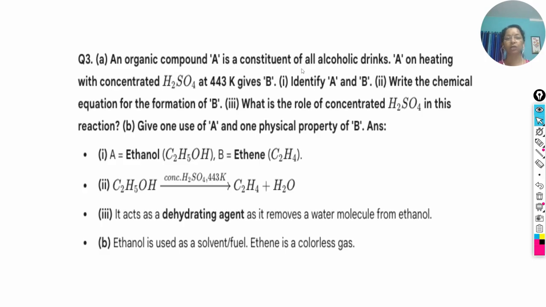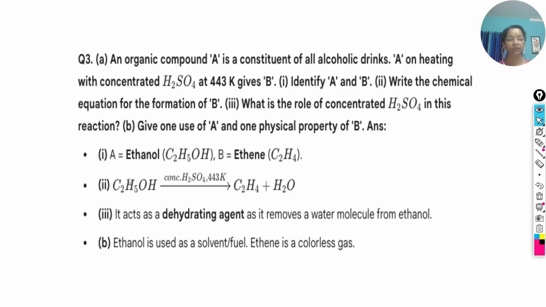It is a constituent of alcoholic drinks, or else we can say another also. Ethanol is used as a solvent and fuel. Ethene is a colorless gas. Okay, physical property of B they are asking. Ethene is a colorless gas. Then this A is ethanol.